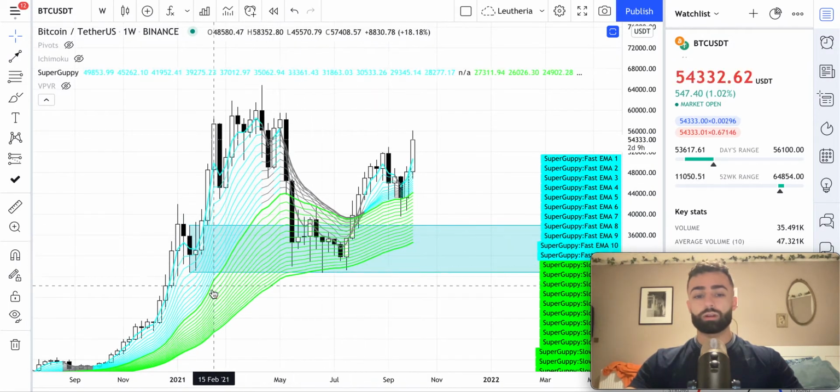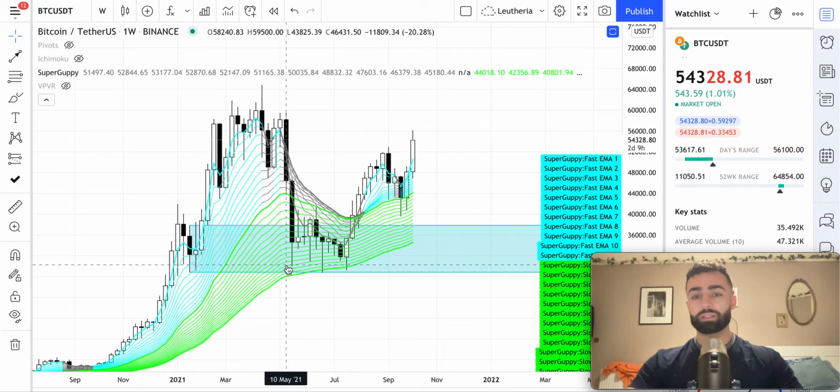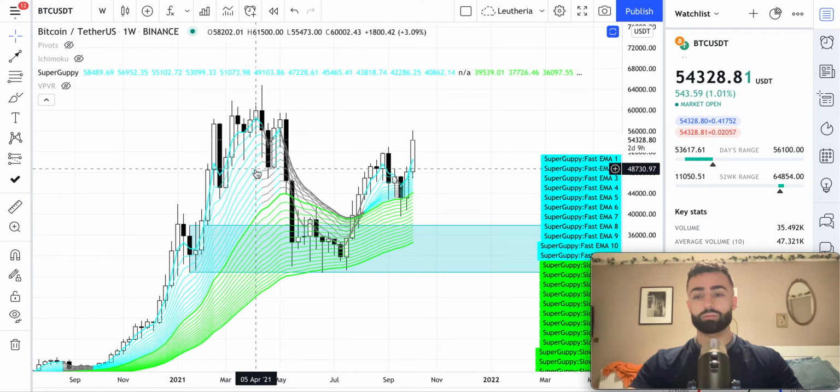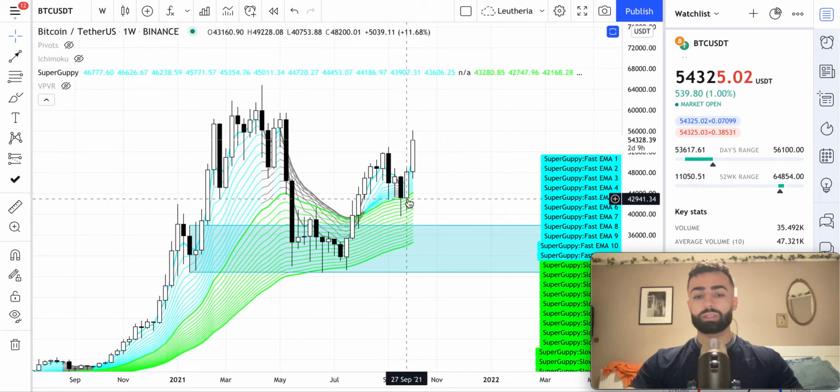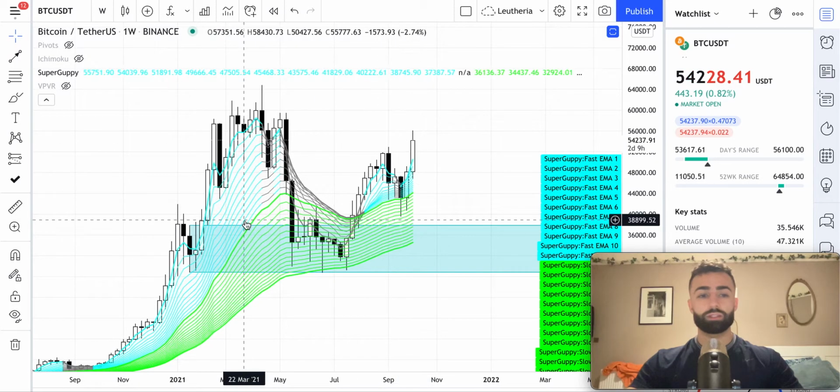The green ones here are going to be the longer-term investor EMAs, and the light blue are the shorter-term trader EMAs. So you can see that when we came down here, investors were buying into Bitcoin, and we see that the candle close here on September 20th was right in line with the top of that investor EMA, and we've seen significant upside with this continuation of this trend.